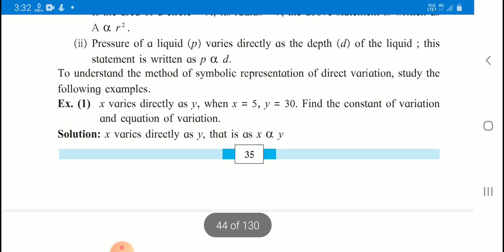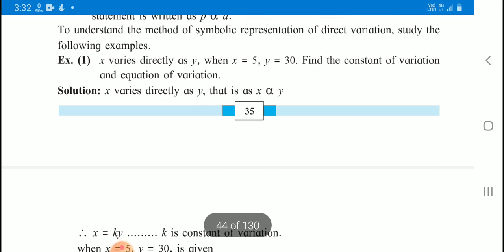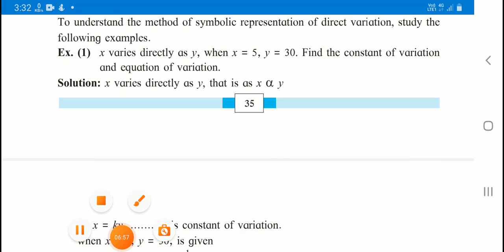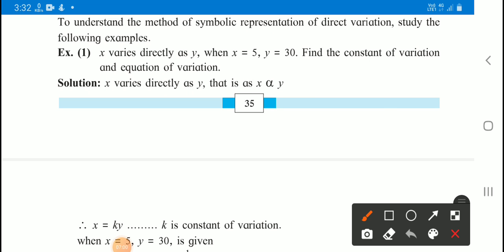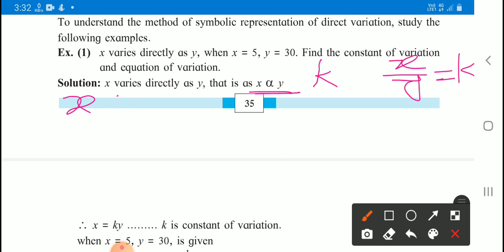So here see the example: x varies directly as y. You can write this as x is directly proportional to y. Look, they have written it here. Now they have given the values x is equal to 5, y is equal to 30. Then they said find the constant of variation and the equation of variation. Now you know that k is known as the constant of variation, and the equation of variation is x upon y is equal to k. So first of all, x is directly proportional to y, so x is equal to ky.